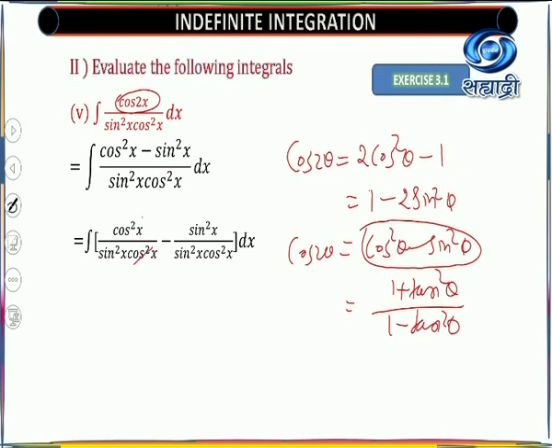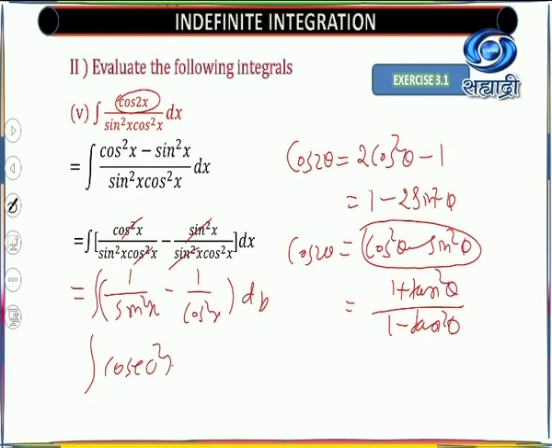Now look here, cos square will get cancelled in the first term and sin square will get cancelled in the second. So you are left with 1 upon sin square. What will be the next step? Next step is 1 upon sin square x minus 1 upon cos square x dx. And once you know that 1 upon sin square is nothing but cosec square, you will get cosec square x minus sec square x dx.